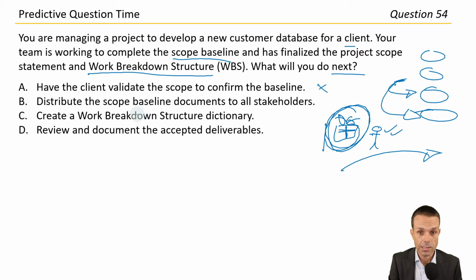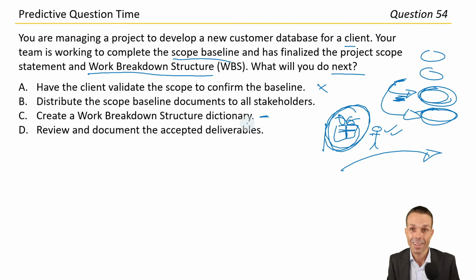Distribute the scope baseline documents to all stakeholders. Are we ready to do that? I think there's one more step in here, but I can't remember. It's something like work breakdown structure dictionary. Oh, well, there it is. Work breakdown structure dictionary. I think that could be our one. So that's it. Let's put a low maybe on that, high maybe on this one.